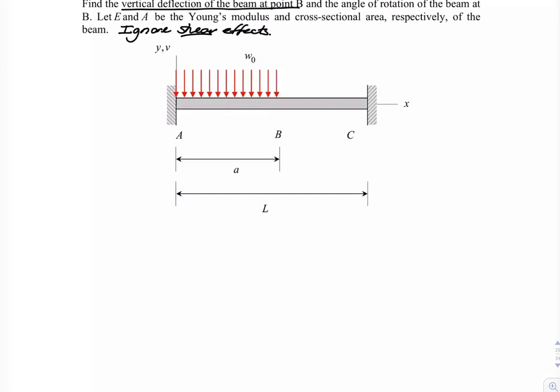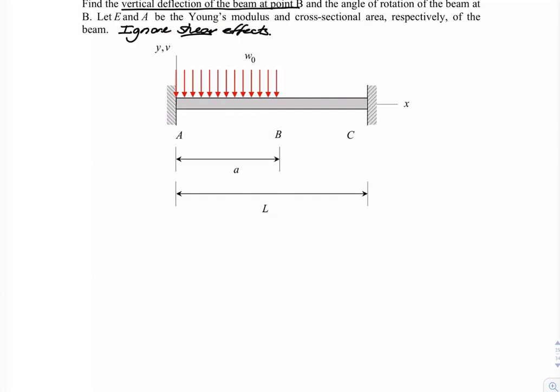It also asks for angle of rotation, but let's just focus on the deflection. At the end, we'll talk about what you would have had to do to have also picked up the angle of rotation. I'm also going to ask that we ignore our shear effects. We're going to assume that those shear effects will be small for the cross sections that we have got.